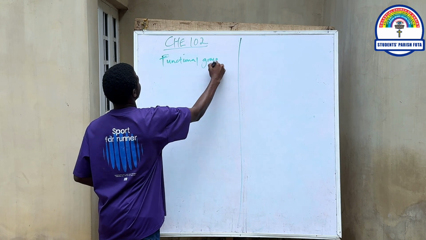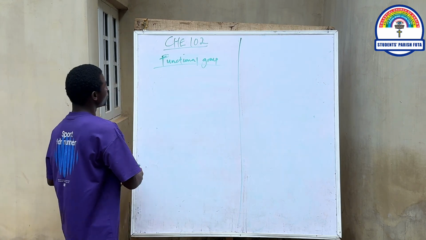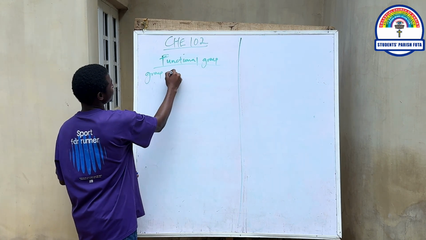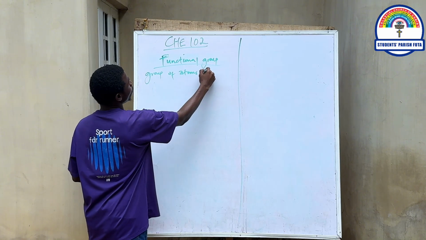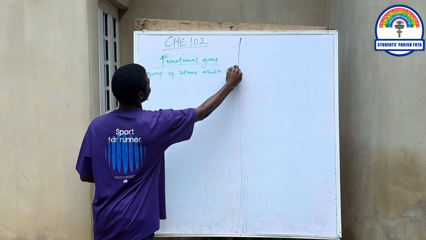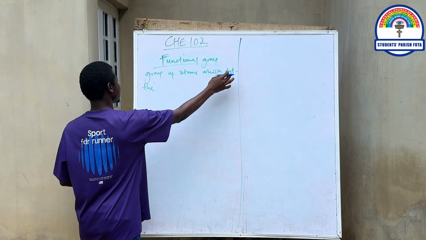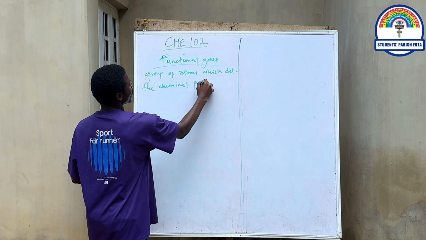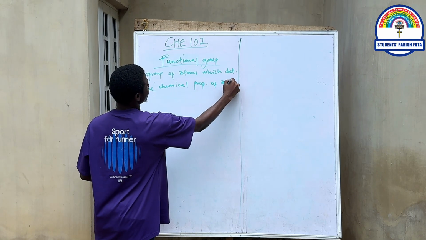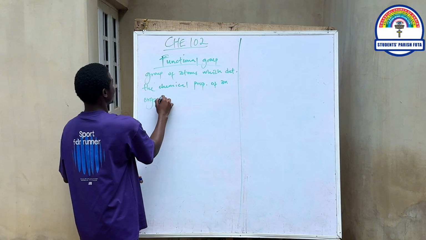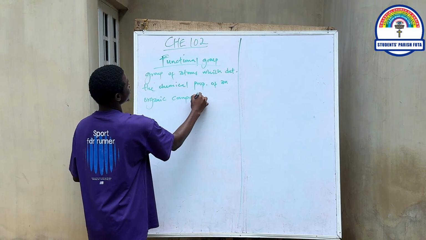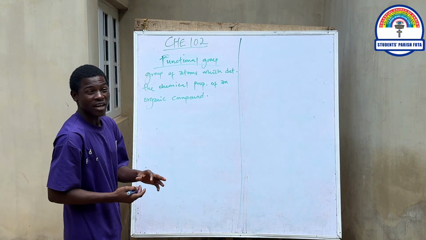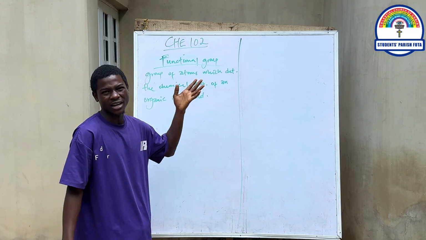Functional group. What are functional groups? Functional groups are a group of atoms which determine the chemical properties of an organic compound.